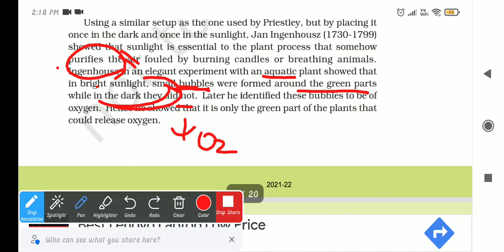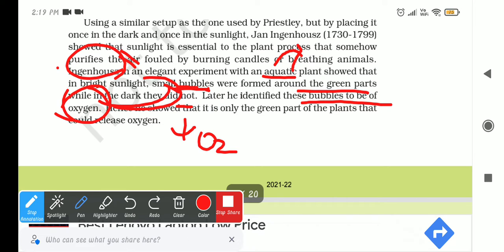Why didn't they form in the dark part? Because there was no sunlight, and only in sunlight did the O2 bubbles form, right? So it shows that sunlight is important. So he did an experiment with the aquatic plant, and he identified these bubbles to be of oxygen.